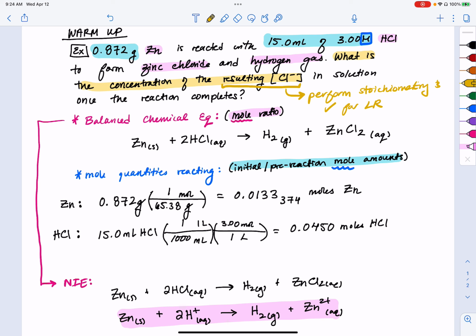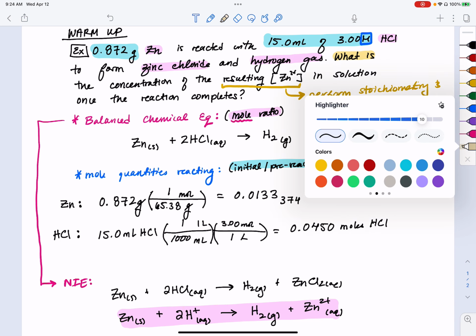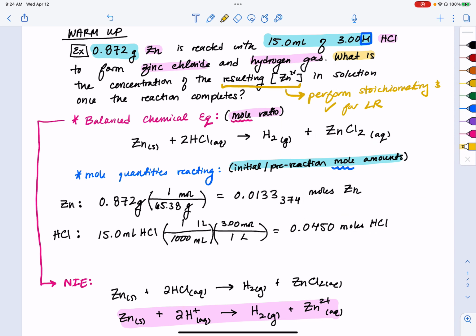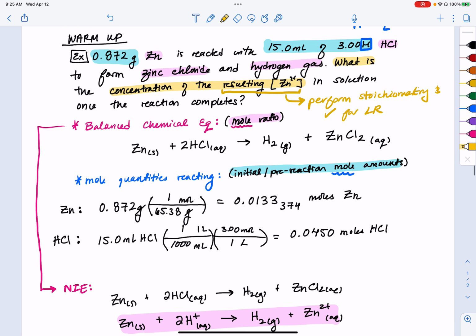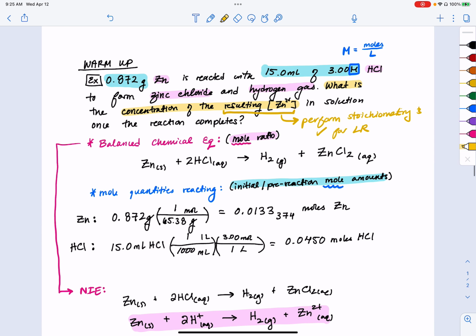All right, here's what I'm going to do. I'm going to change this real quick to not chloride ion, let's do zinc ion. You will see why in a moment. All right, so we will continue this problem in the next video coming up.